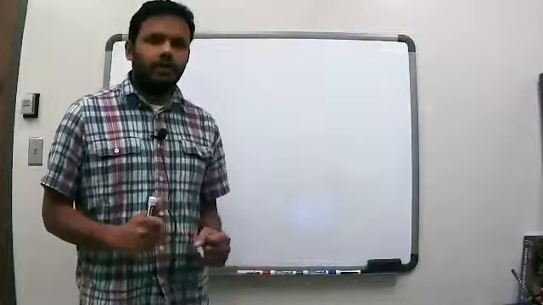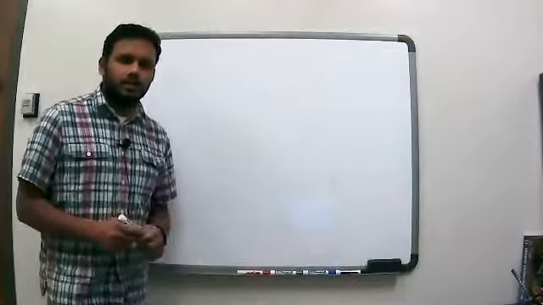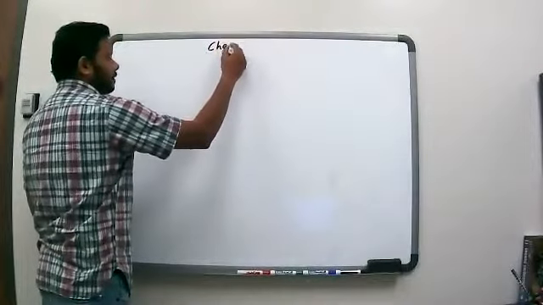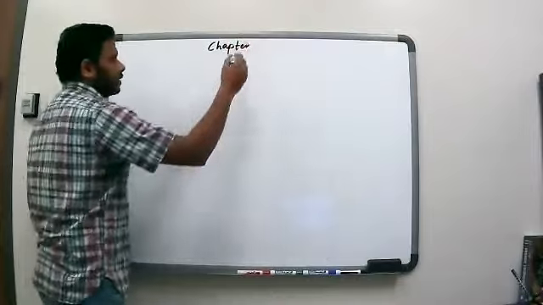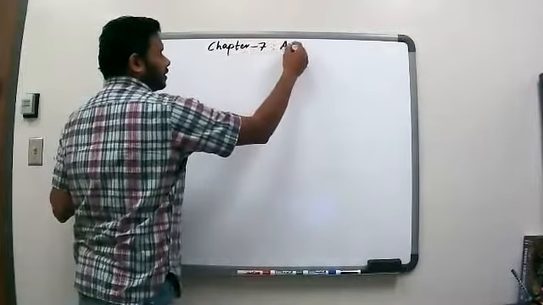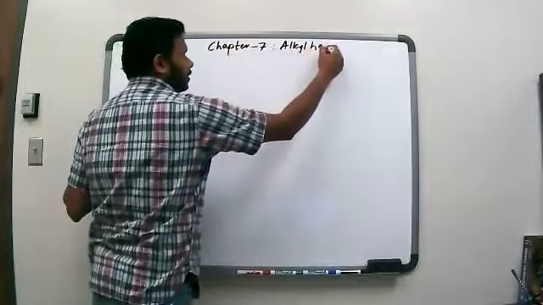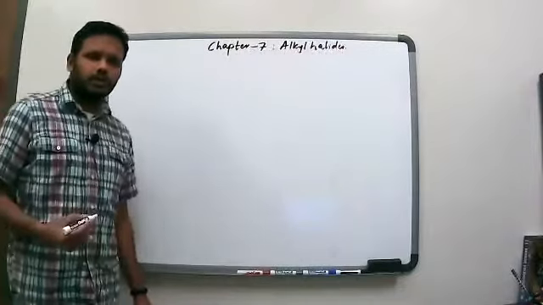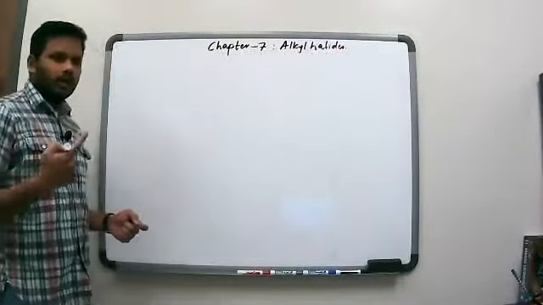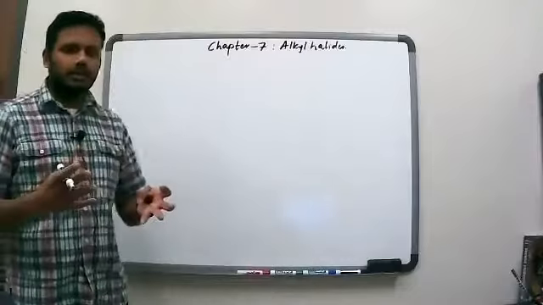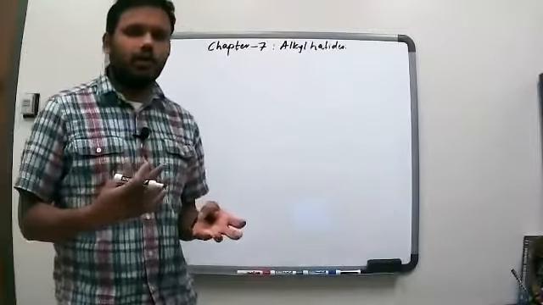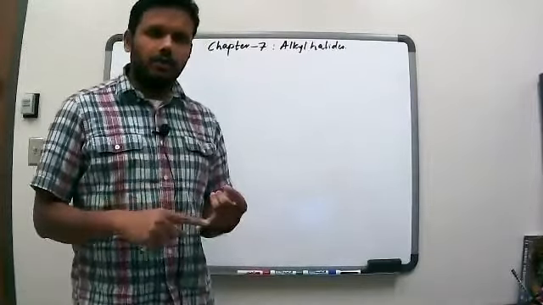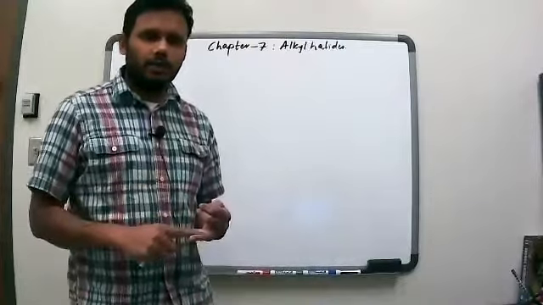What we're going to do today is continue with our discussions on alkyl halides. We are in chapter 7 of the Klein textbook, discussing alkyl halides. So far, I gave you a general overview of the type of reactions that alkyl halides do. They do substitution reactions and they can do elimination reactions.